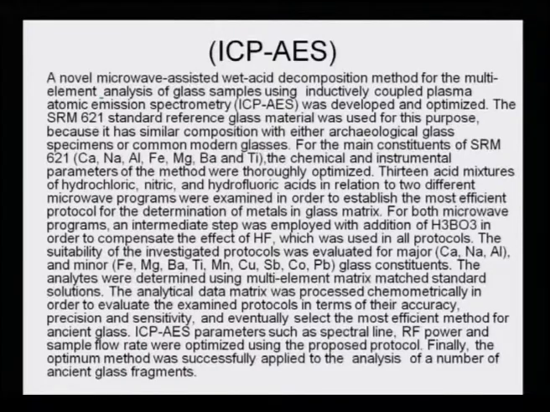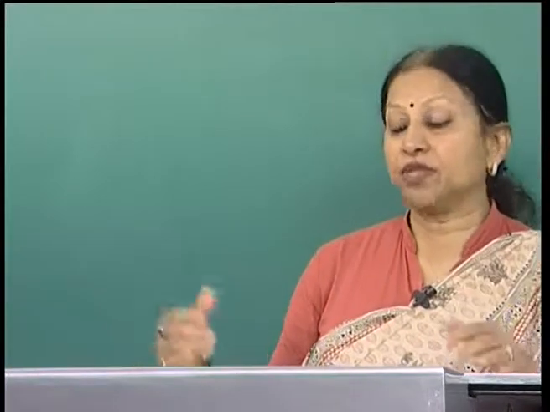Finally, the optimal method was successfully applied to the analysis of a number of ancient glass fragments. To be able to know what the glass composition was at that time, or what their methodology was to prepare these very different types of glass material compared with modern glass, one needs to understand the composition of these in terms of their metal content.